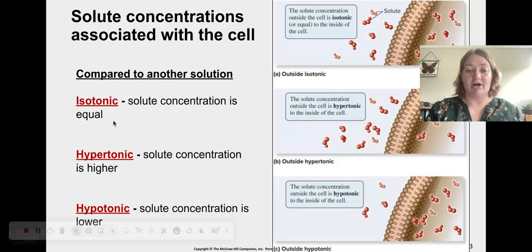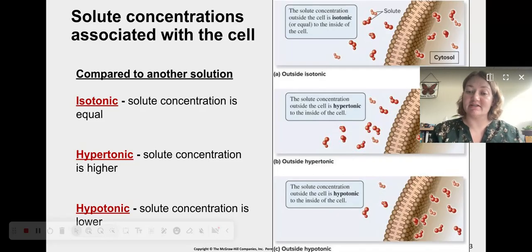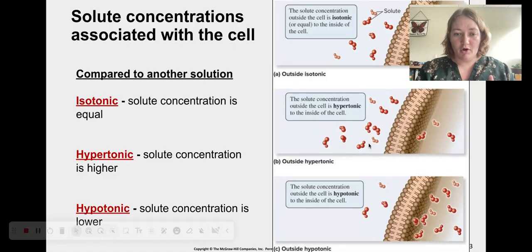Our first term is isotonic, meaning the solute concentration across a membrane on both sides is equal. We can see that in this top image here. Hypertonic means the solute concentration is higher than the other side of the membrane. So if we look at the second image here, we see that the outside of this cell is hypertonic compared to the inside of this cell. It is hypertonic because there are more solutes.